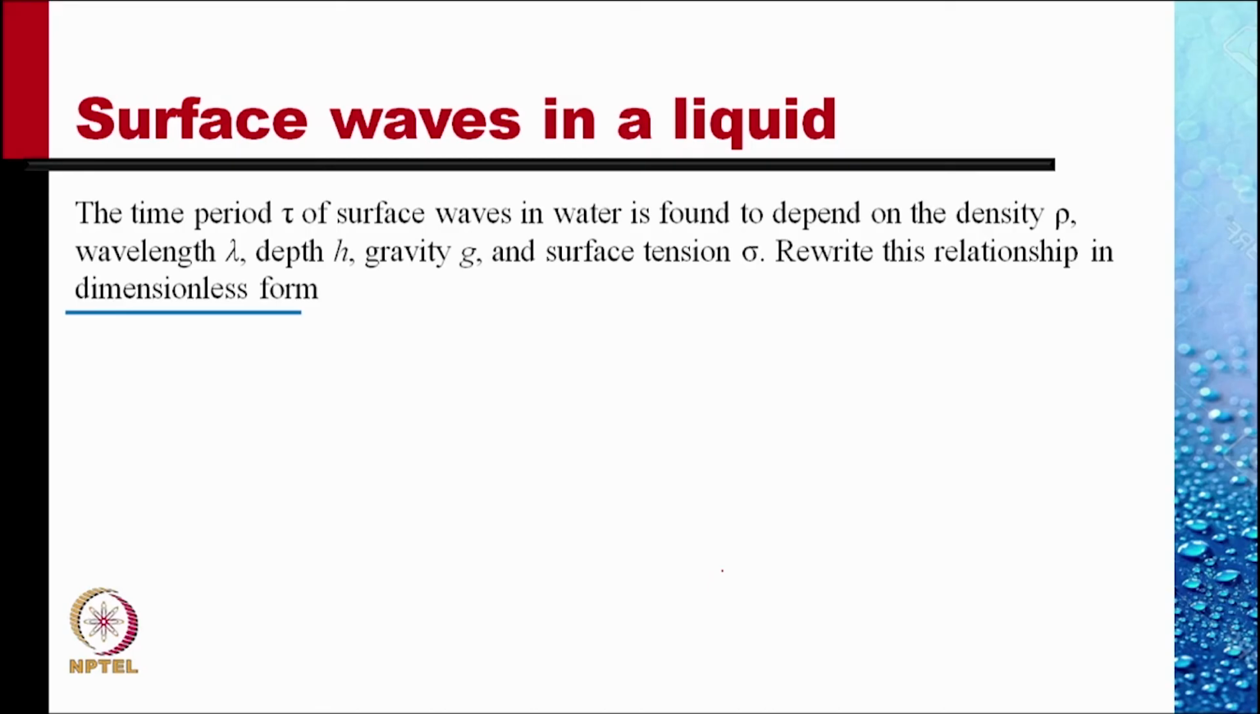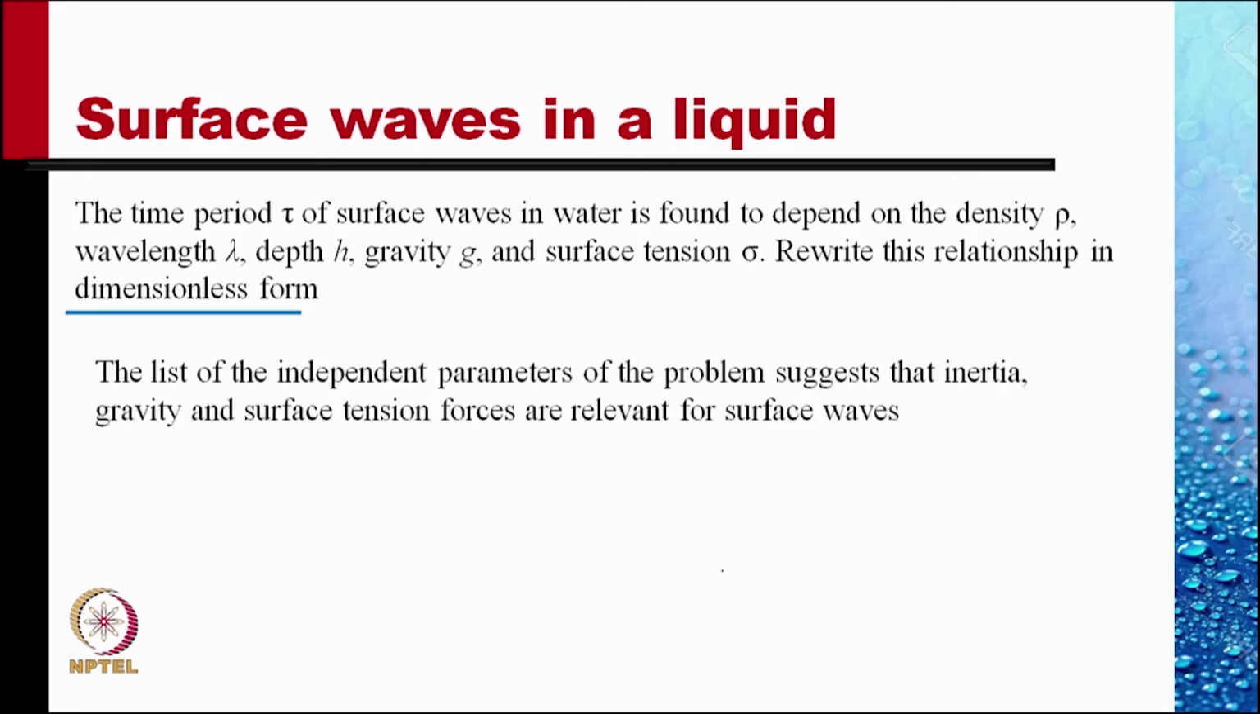Can we obtain a simpler relationship in a dimensionless form? The list of independent parameters of the problem suggests that inertia, gravity, and surface tension forces are relevant for surface waves. Inertia must be there because density is important, gravity because g is important, surface tension because sigma is relevant.